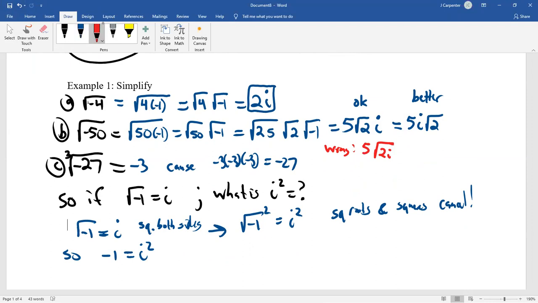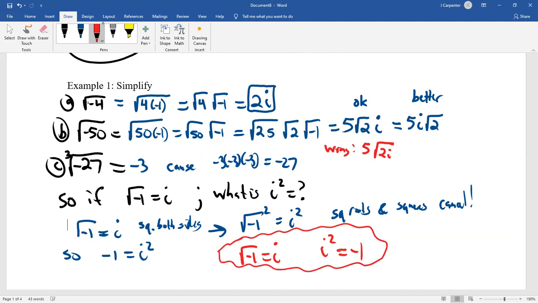So this red right here is for emphasis. Whenever you see a square root of negative 1, you turn that into an i. Whenever you see an i squared, you turn that into a negative 1. Those are the only two powers of i you need to know. I will verbally say, though, that i cubed is negative i, and i to the 4th is positive 1.